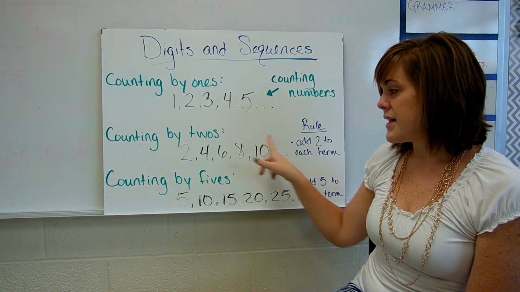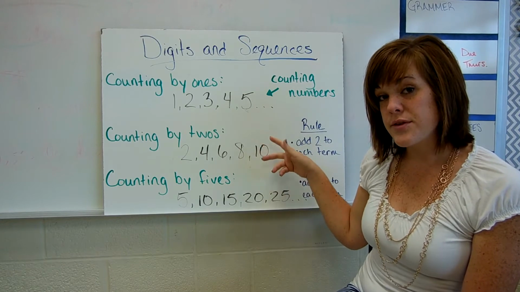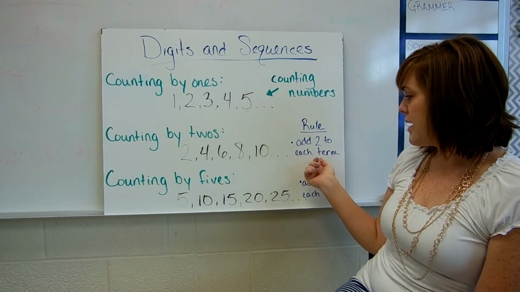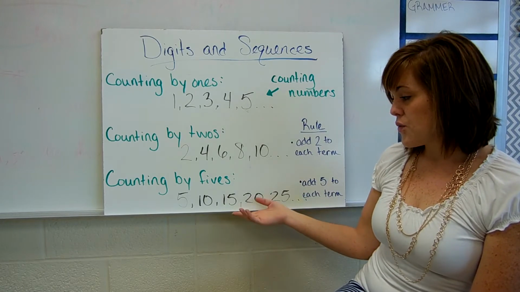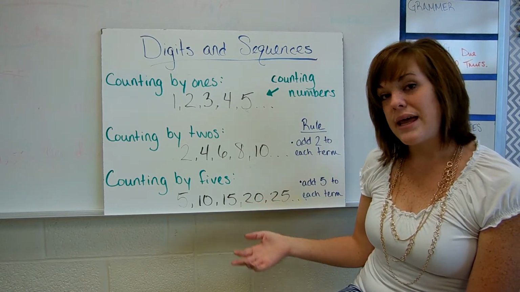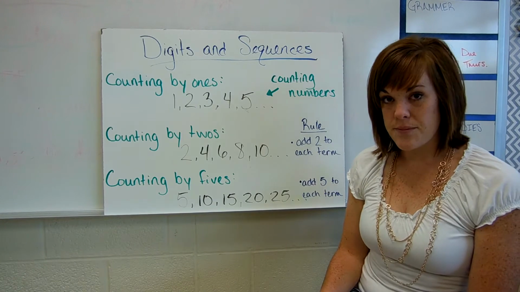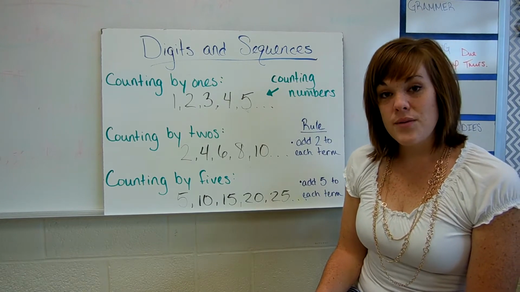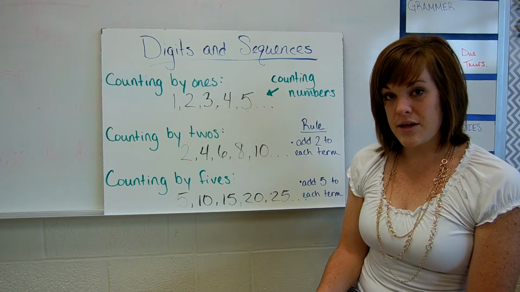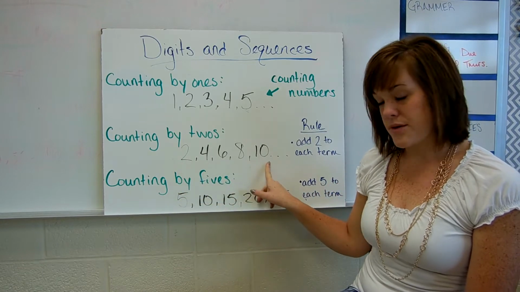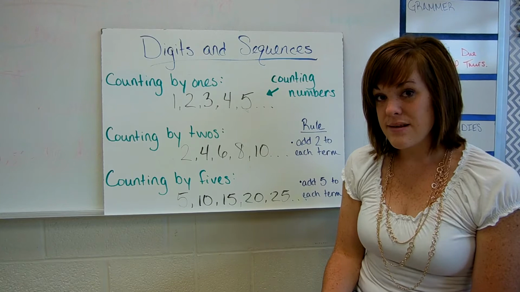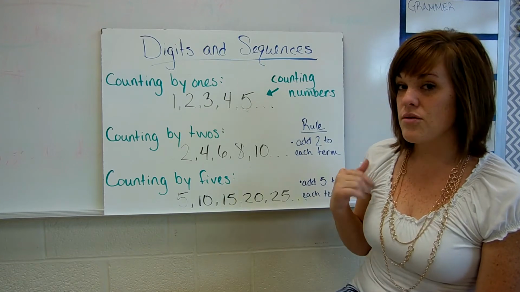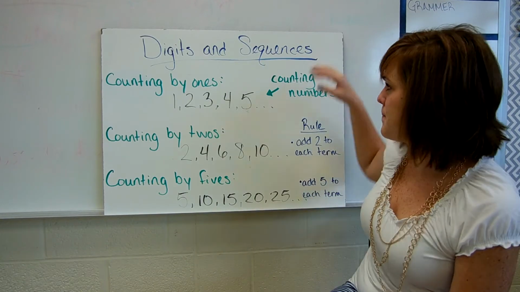Now this, if I had to describe the rule for this sequence, it would be adding 2 to each term. And the rule for the bottom sequence would be adding 5 to each term. I would like you in your notes to make a sequence with 5 numbers of counting by sixes, please. So write that down. You can pause me and go do that.